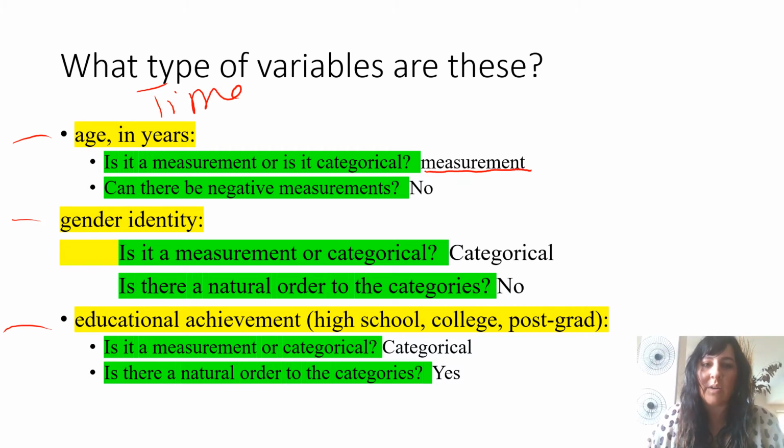The next question that you can ask yourself is, can there be negative measurements? Can we have negative measurements in years, a negative age? No, right? You can't say, I'm negative 5 years old. That doesn't exist. So if you know that it's a measurement, you know that it's quantitative, and the only options there would be interval and ratio, right? And since there can't be any negative measurements, it definitely cannot be interval, it's got to be ratio.